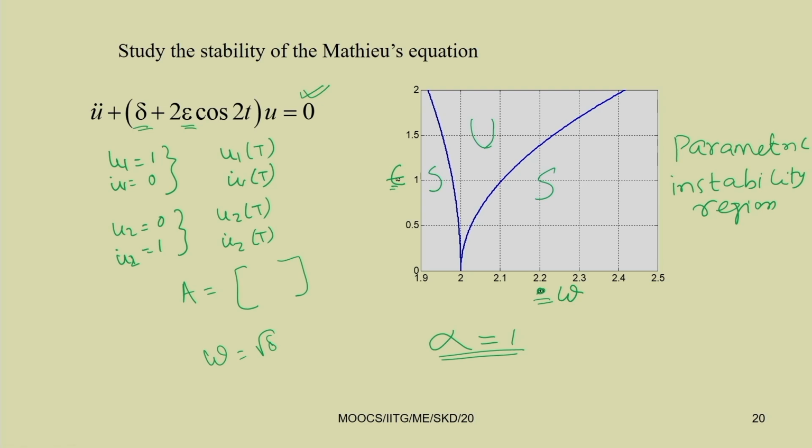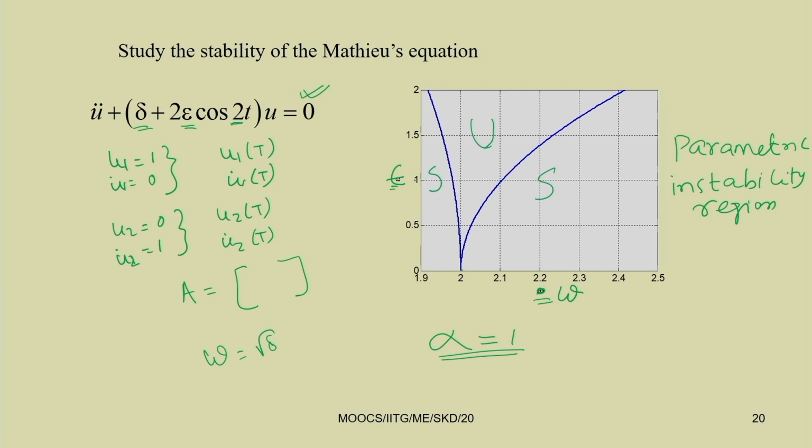This way one can study any given equation, whether it is the Mathieu equation or any other equation. If it is periodic, you can find it this way. Here you just note the cos 2t: at epsilon equal to 0, omega equal to 2. The instability region starts from this position 2. So when omega equal to 2, you can get this curve.